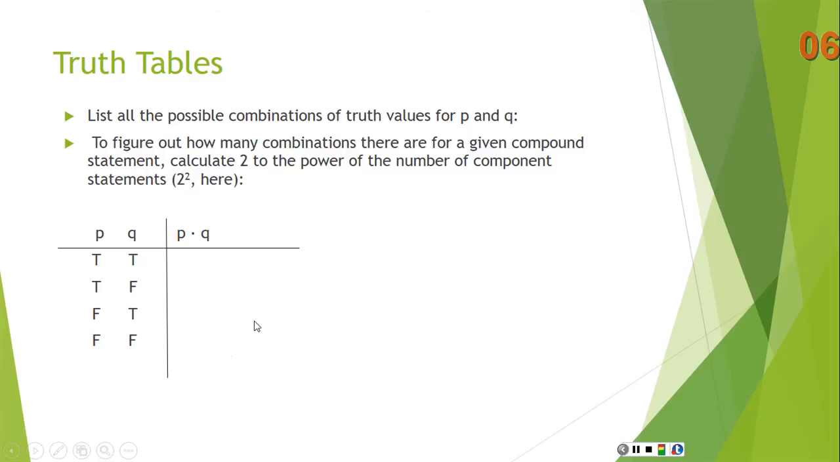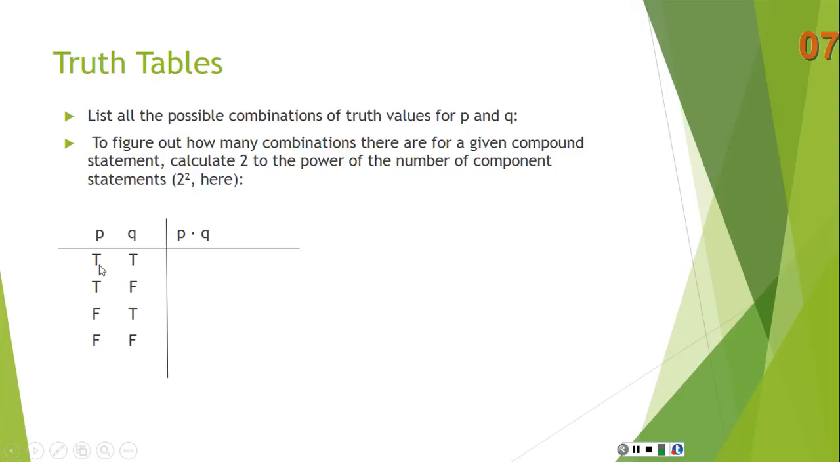Alright, so that's how you create a truth table for a compound statement with more than one component statement. You have the component statements here, you have the compound statement here, you have the possible combinations of truth values for the component statements here, and you have the outputs here.